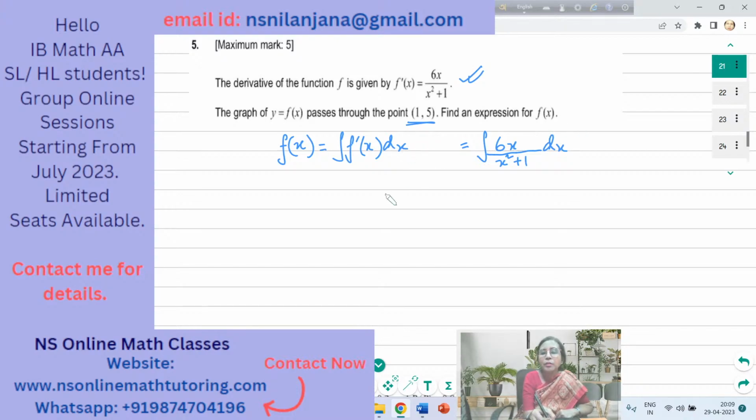Okay. I have kept so much of space. Let me write this one. f of x equal to. Now we have to go for substitution because we do not know how to integrate it directly. This has to be done using substitution.